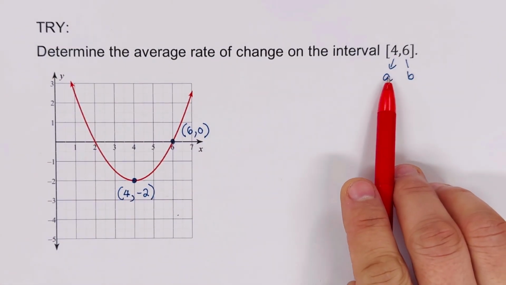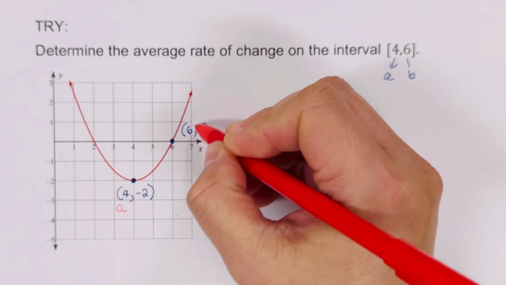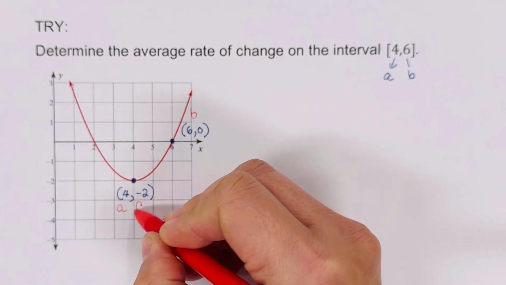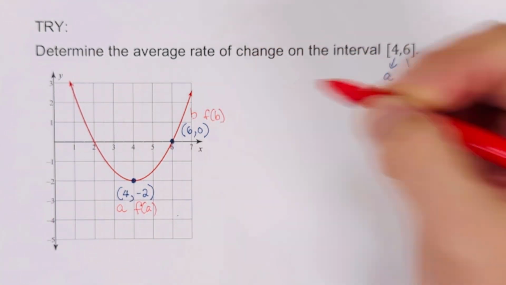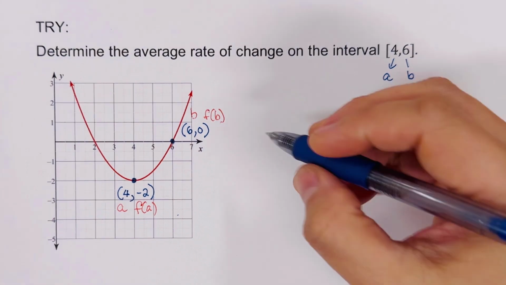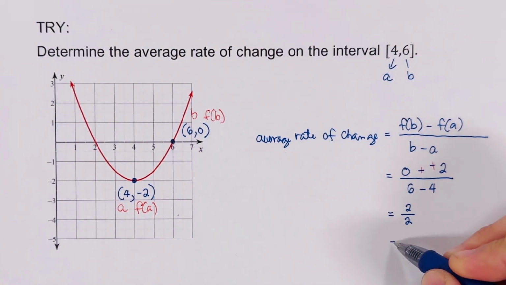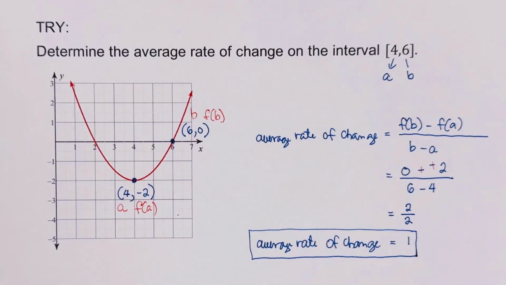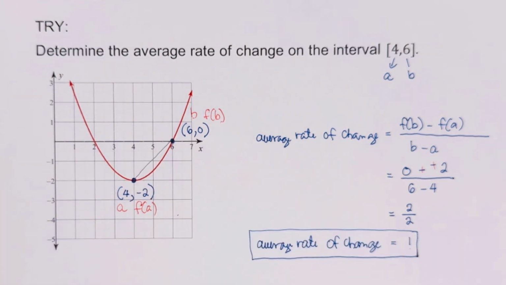So our 4 is a and our 6 is b. So this is our a and this is the b. So that means this is our f of a and this is our f of b. Now we plug it into the equation. So the average rate of change over the interval from 4 to 6 is 1. And this represents the slope of the secant line that connects these 2 dots together.